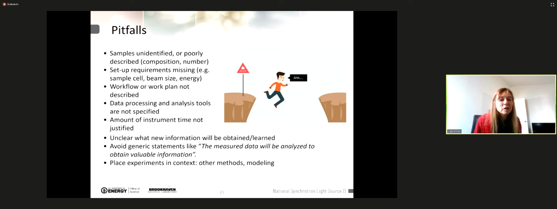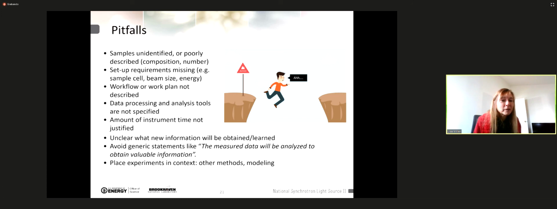They won't talk about the setup requirements. So, do you need the beamline to tune the energy all the way up to 30 keV, which is going to take them an extra half a day? Do you need them to focus the beam down to a half a micron instead of 2 microns, which might take them an extra half a day? Those setup requirements are important.